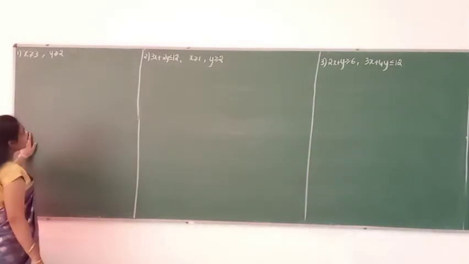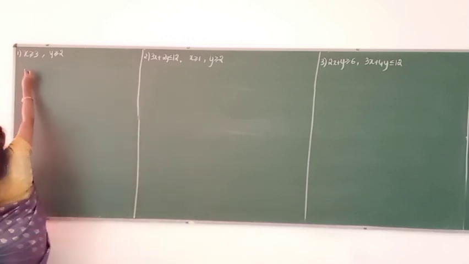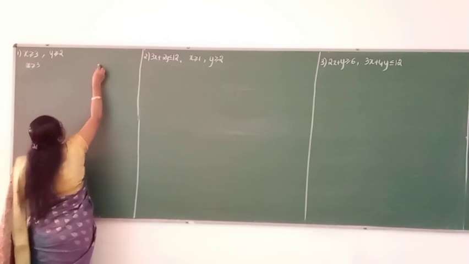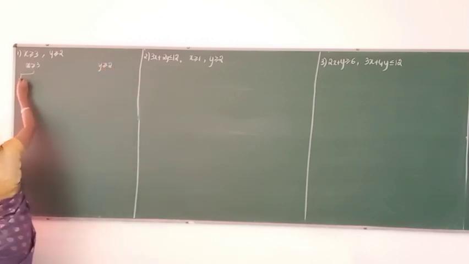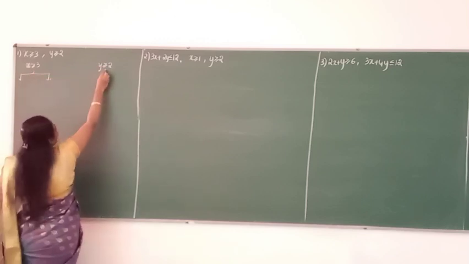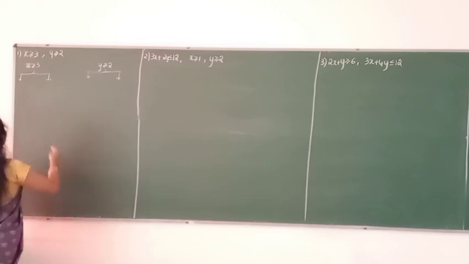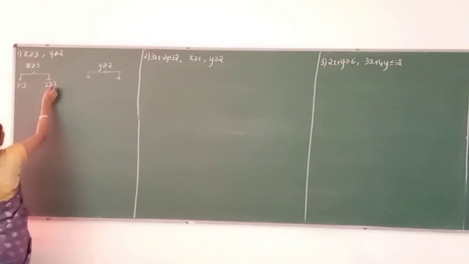I have already written certain questions on the board. Let us go on solving it. The first one is x greater than or equal to 3. And the next one is y greater than or equal to 2. You can even bifurcate it as case 1 and case 2. So this will be x is equal to 3, which is nothing but equality, and the inequality is x greater than or equal to 3.